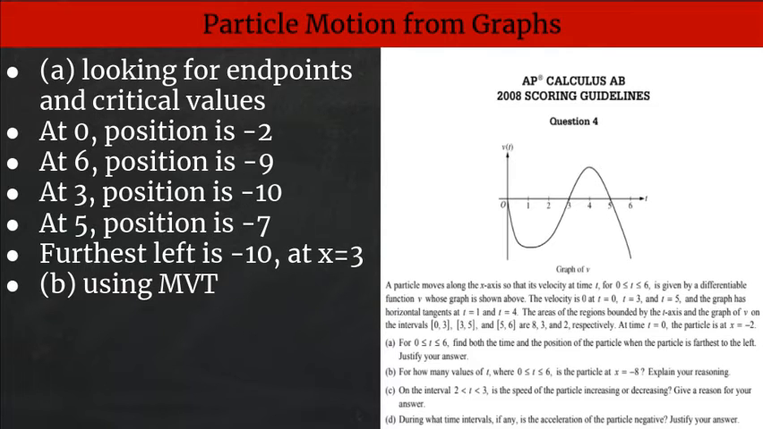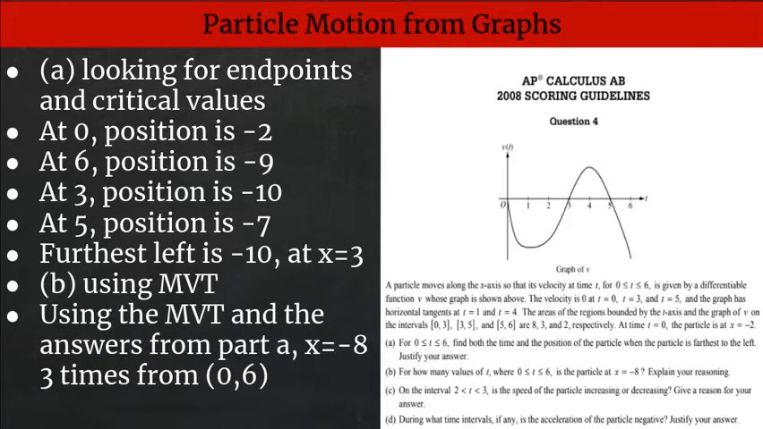Part B asks, for how many values of t from 0 to 6 is the particle at x equals negative 8? Explain your reasoning. So since this function is differentiable, we can use the MVT and the past answers to answer this question. The MVT and the answers give us that x equals negative 8 three times from 0 to 6.